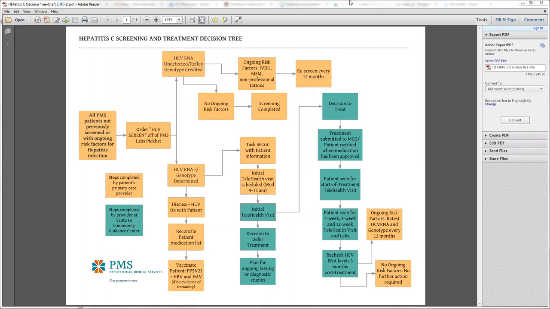So now I'm going to go through the hepatitis C screening and treatment decision tree, which was sent out to everybody. If you didn't get a copy, please let me know and I can send that along. I'm going to go through this and hopefully answer any questions that there are about this.